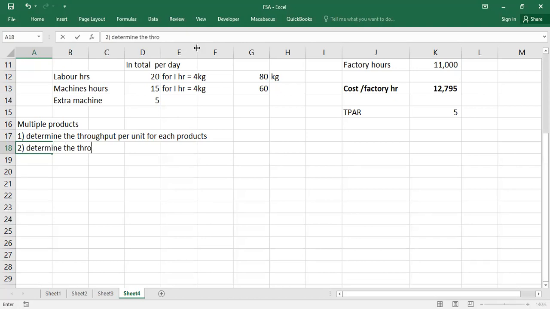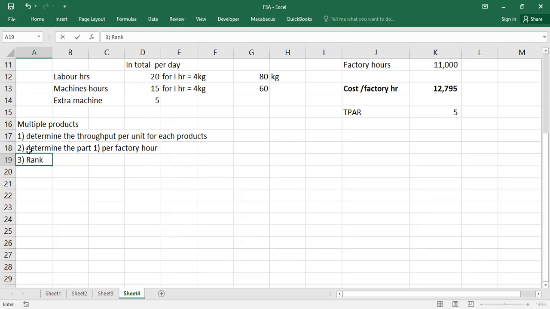Throughput, actually, I want to say the part 1 per factory hour. The answer you have in 1, you now try to get it as per factory hour. We shall see how we do that. Then, after doing that, you now rank.